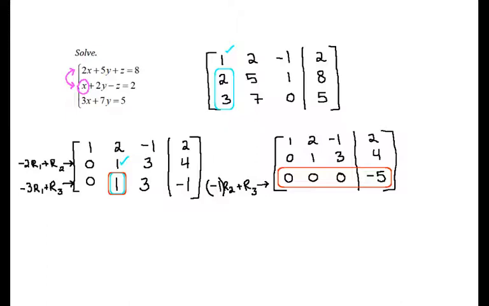The reason that this corresponds to an inconsistent system, we could see by writing out what that equation would look like. That would be 0x plus 0y plus 0z, so that's all 0 on one side, equals -5. And we can see that that's a contradiction. It's not possible to satisfy that equation. That's why this is the no solution case. And the name we give to our no solution case in systems of equations is inconsistent.